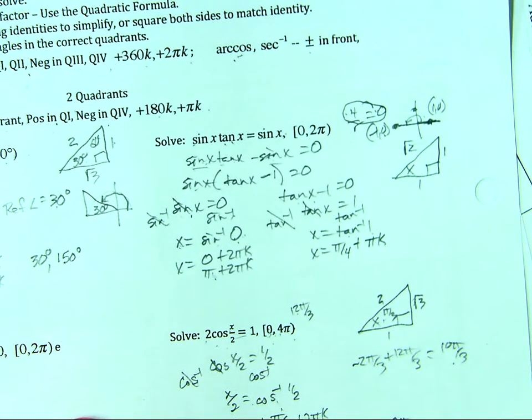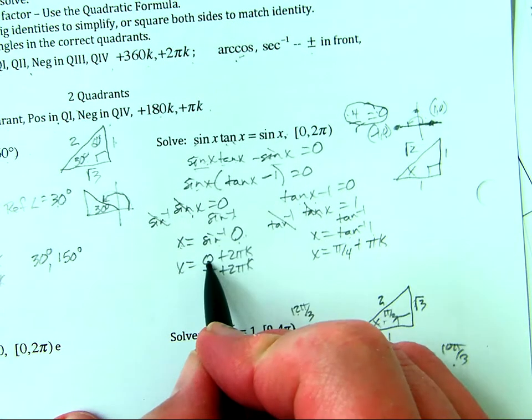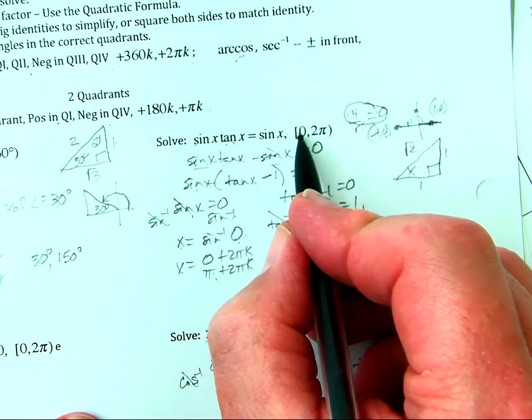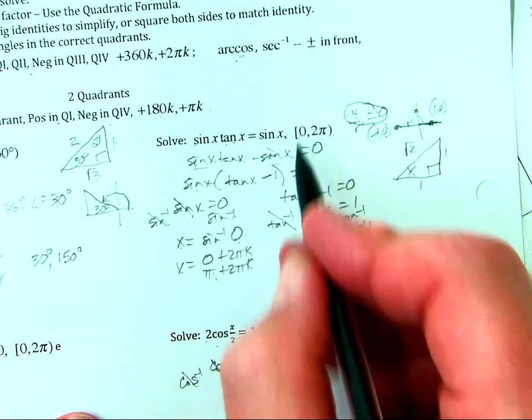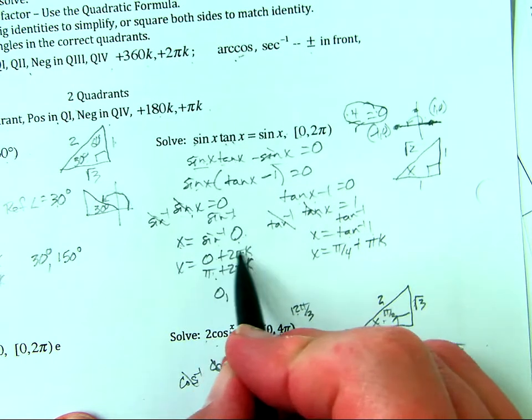All right? We solved both of them. Now we need to find the answers that fit. So let's just go one at a time. Let's start with 0. Remember, this bracket means 0 is included. So 0 is one of our answers. How about if we added 2 pi?